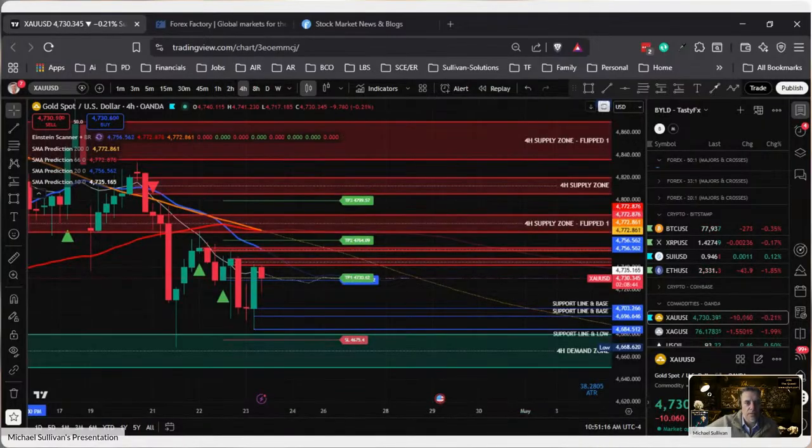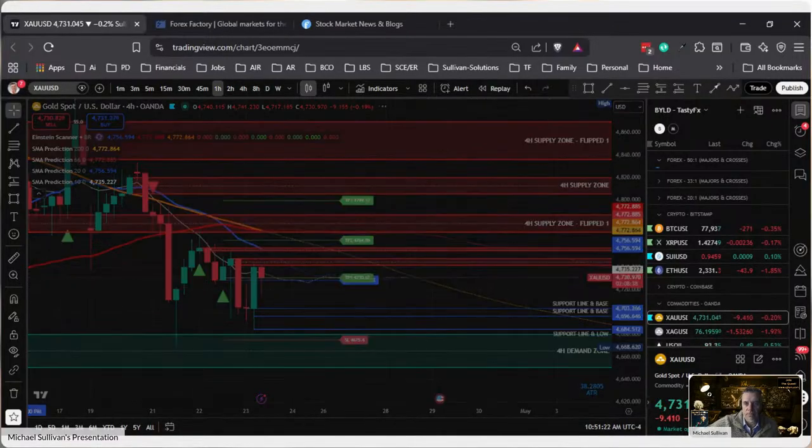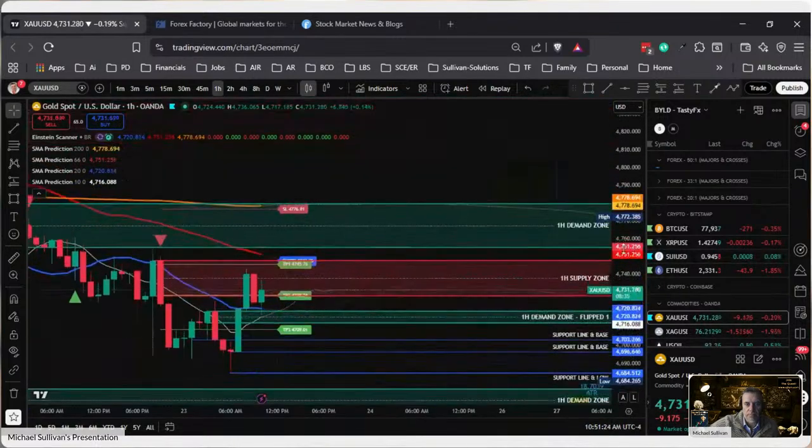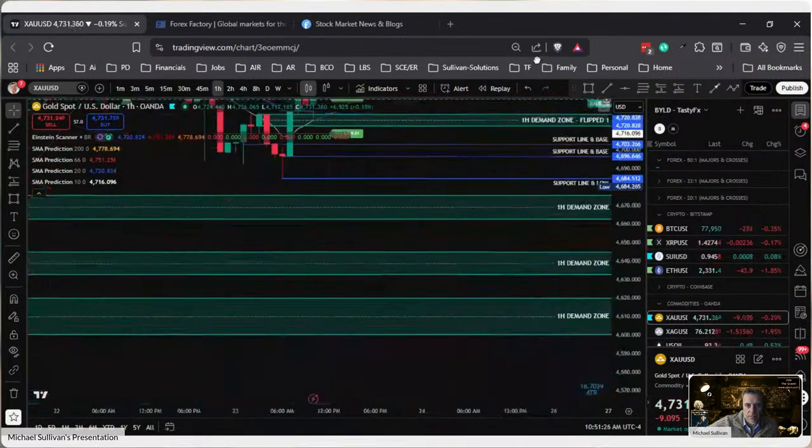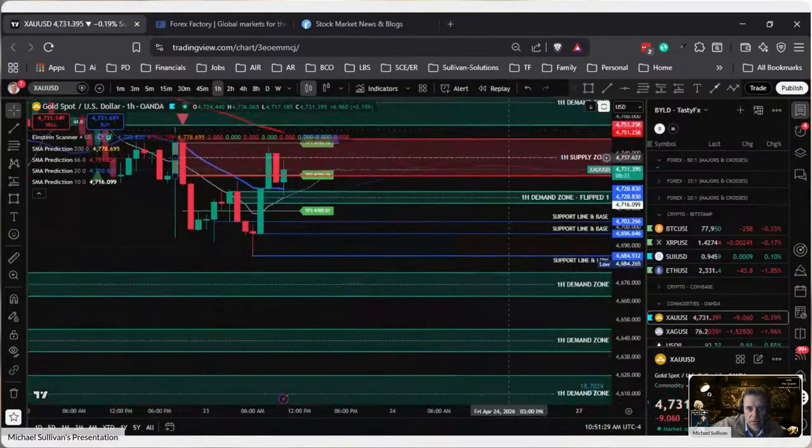Mark up the 4 hour and the 1 hour. So we have that. Where are we on the 1 hour? Let's see. I think we're in a similar spot to where we were before. Yep, we're staying pretty steady right there.